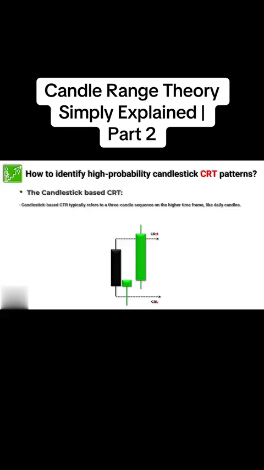In the bullish scenario, the candlestick base CRT typically refers to a 3-candle sequence on the high time frame, like daily candles, where the first candle forms a range based on its high and low. The second candle absorbs the liquidity of the first candle through the formation of a wick, after which the third candle breaks out of the range. 3 important rules will help to identify high-probability CRT patterns.